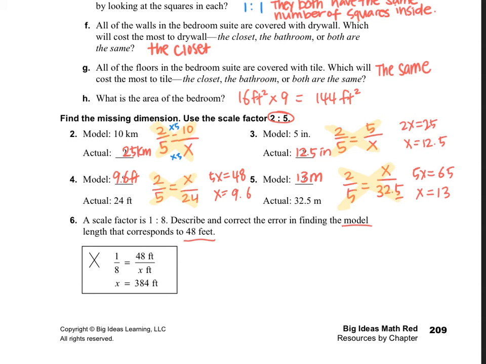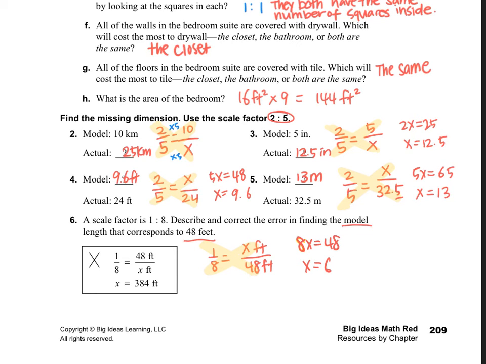Now my model length is going to be smaller than the actual corresponding length because it's 1 to 8, not 8 to 1. So the correct way to have this equation is 1 over 8 equals x feet over 48 feet. If you have it like this, it's easier to find out your answer. You can either cross multiply these two and find out what 8x is, and then find out what x is. In this case, it's going to be 6.